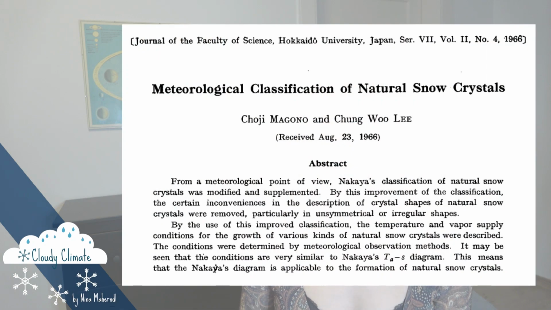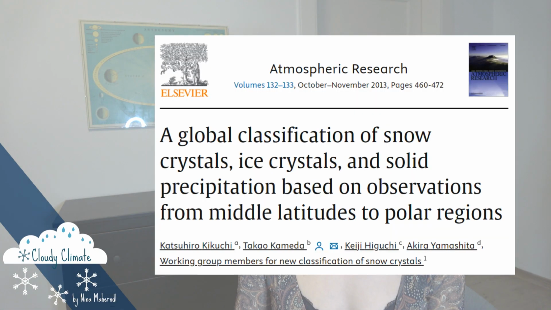Since then, scientists have come up with different classification schemes to classify these different types of snowflake shapes. So, for example, in 1966, there was one where they divided snowflake shapes into 8 classes, each having different subclasses, so in total 80 different types of snowflakes. There's also a newer one by a Japanese research group from 2013, where they have in total 121 different types of snowflake classes. Now, that's quite a lot, and we can simplify that quite a lot.